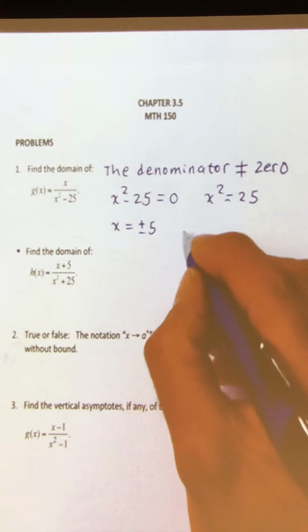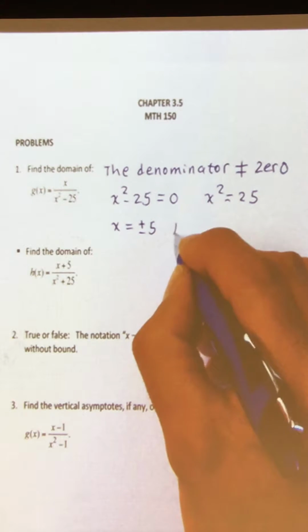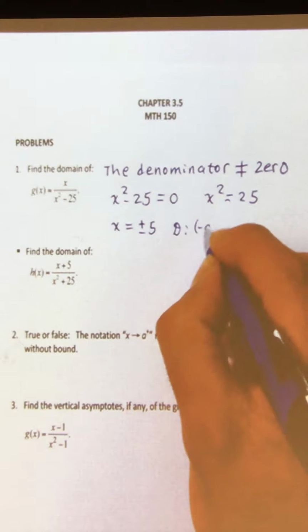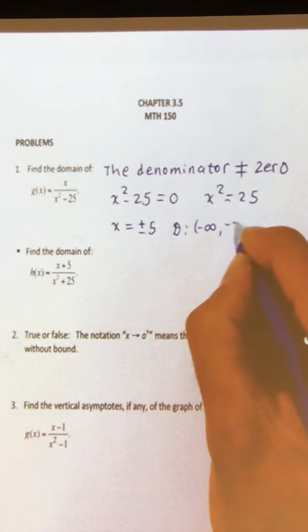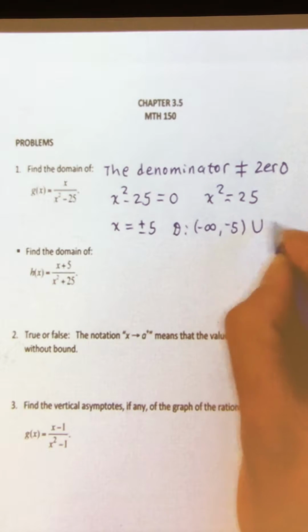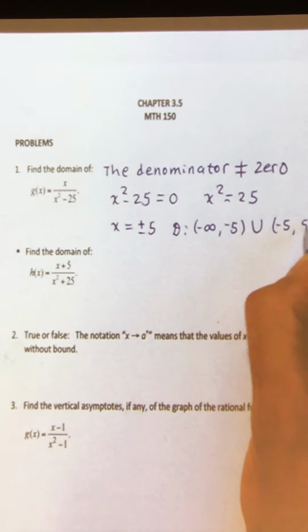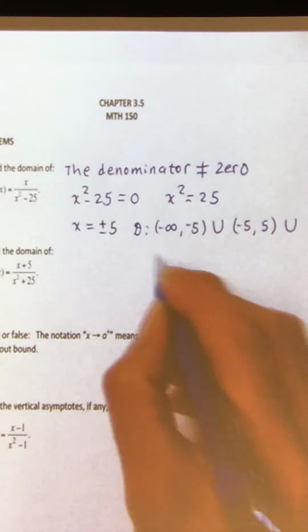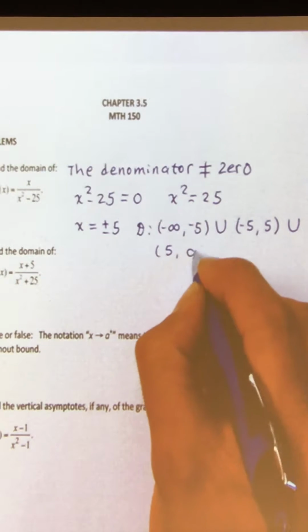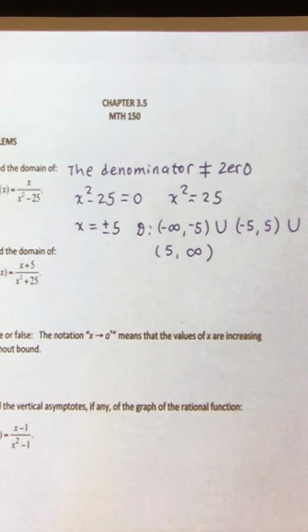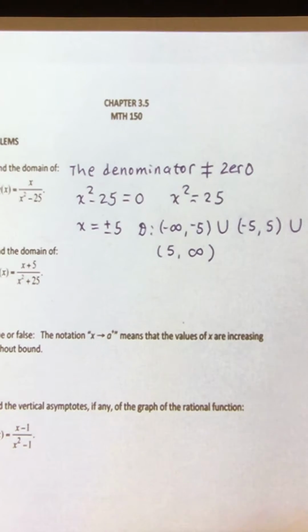And one way we write this using interval notation is to write the domain being the interval negative infinity to negative 5, union negative 5 to positive 5, union positive 5 to plus infinity. And that's a fancy way to say x cannot be 5 or negative 5.